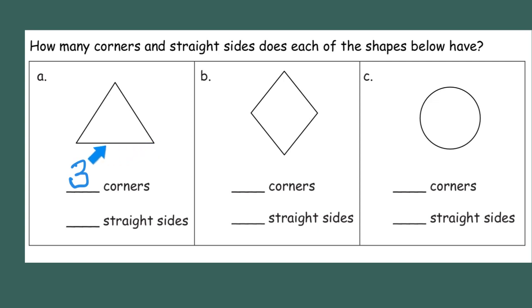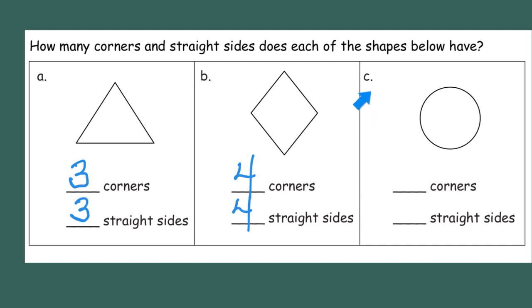We can see here that there are 1, 2, 3 straight sides. In shape B, we can see 1, 2 lines make up 1 corner, 1, 2 lines make up a second corner, 1, 2 lines make up a third corner, and 1, 2 lines make up a fourth corner. So in this shape, there are 4 corners. Let's count the straight sides. 1, 2, 3, 4. There are 4 straight sides.